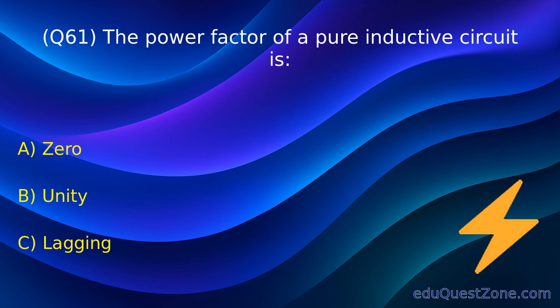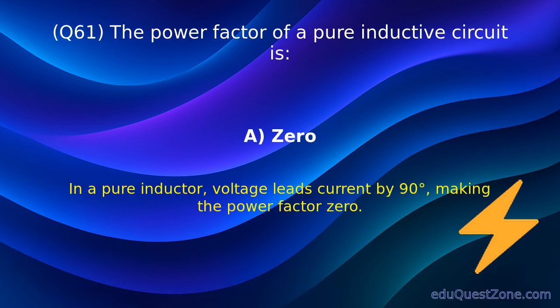Question 61. The power factor of a pure inductive circuit is. Option A, 0. Power factor is 0 because voltage leads current by 90 degrees.